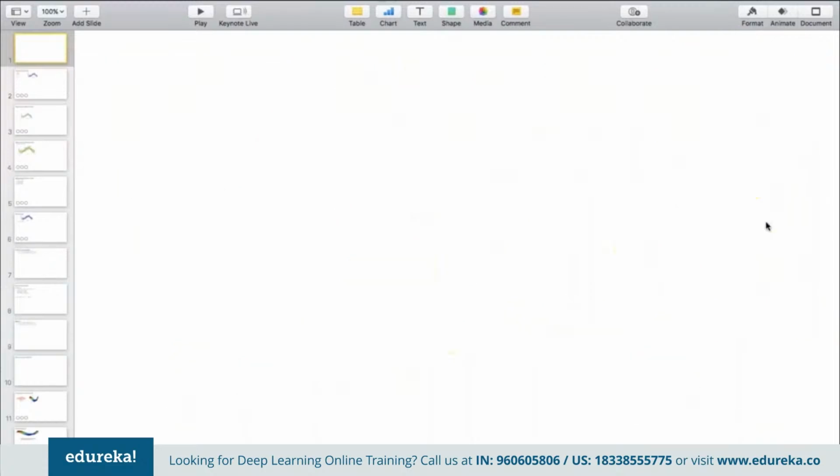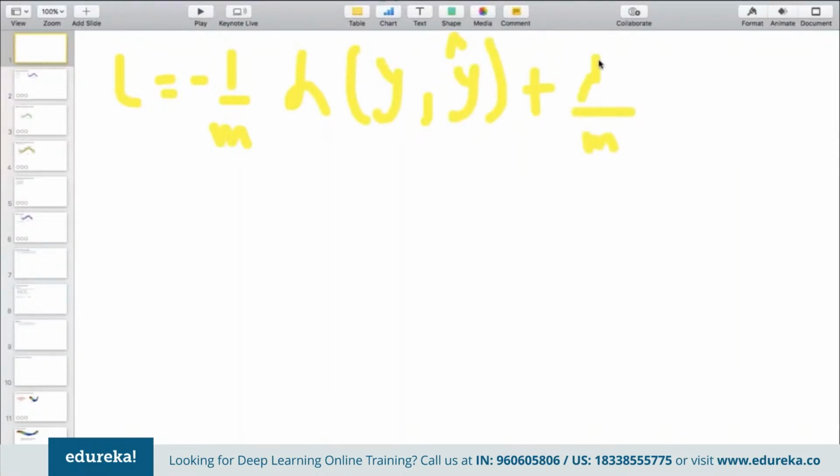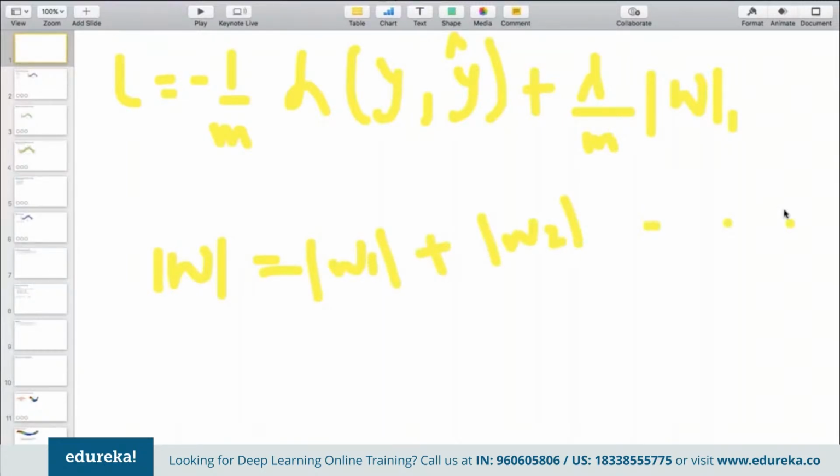This was L2 type, and in fact L1 is exactly the same. The only difference is that here we were discussing loss by adding lambda and the second order magnitude of your weights. When you say L1 normalization, what you mean is that you are adding a regularization term, and lambda is called the regularization parameter. You are adding the first order norm of your weights, which is nothing but the summation of the absolute weight of W1 plus the absolute weight of W2, and so on and so forth. L1 and L2 norms are basically used for removing overfitting.